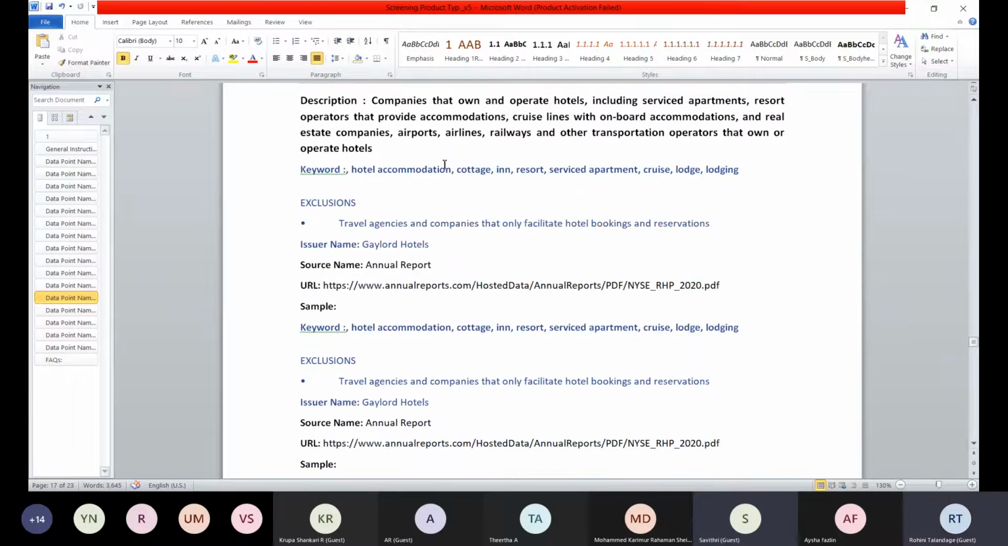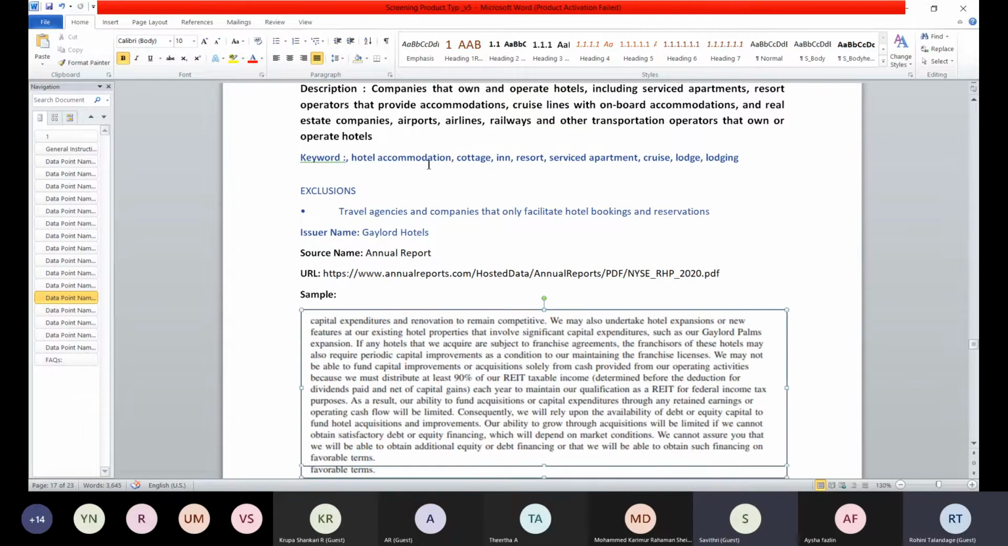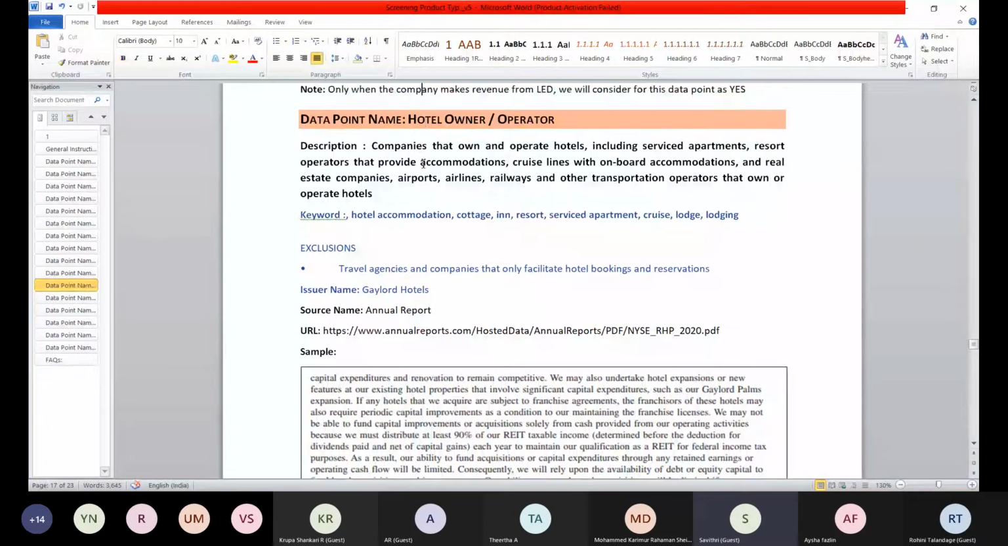Now the next data point is hotel owner or operator. If any company owns or operates hotels, in that case you have to mark it as yes. That service will include apartments or resorts. If any company is operating any resort, or they are providing any accommodations, in that case we have to mark it as yes.